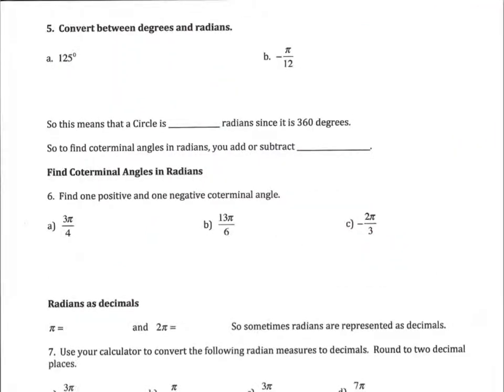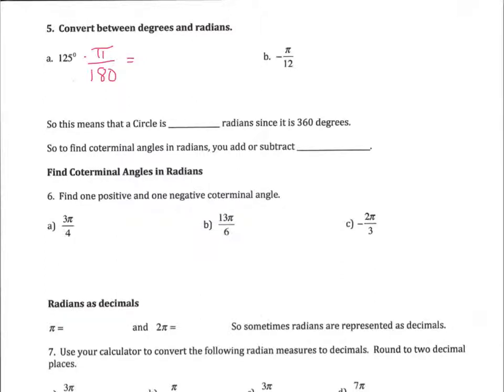So next we're going to use those conversion formulas to help us convert between degrees and radians. I start out with 125 degrees, and I want to know what is 125 degrees in radians. So I'm going to multiply by pi over 180, and I want to reduce my fraction to the simplest form.